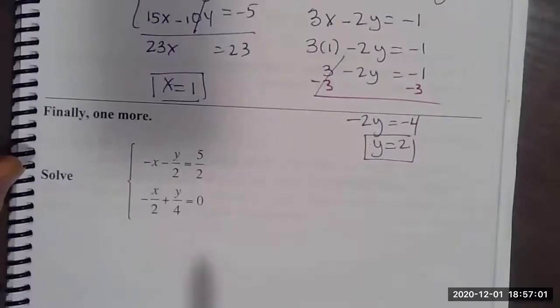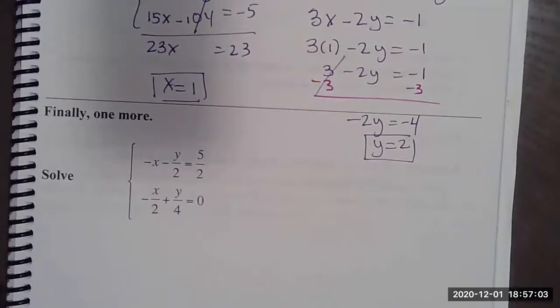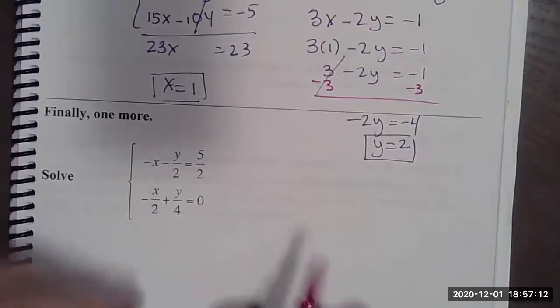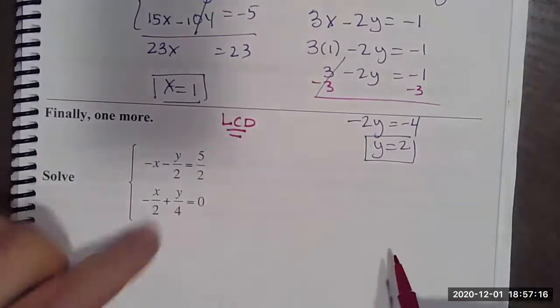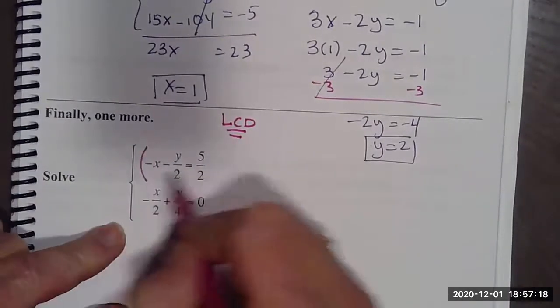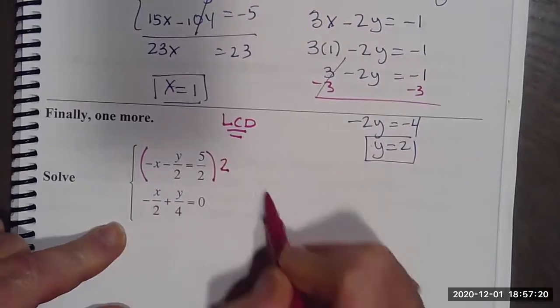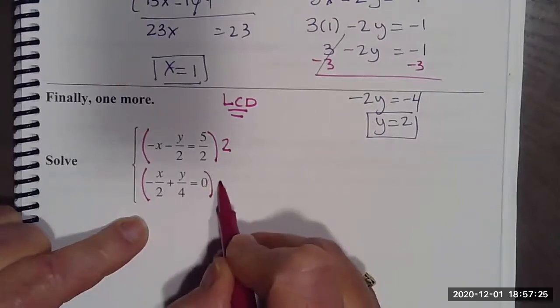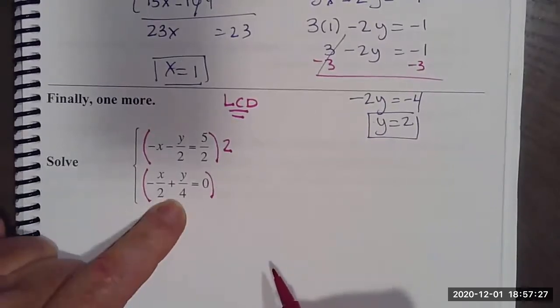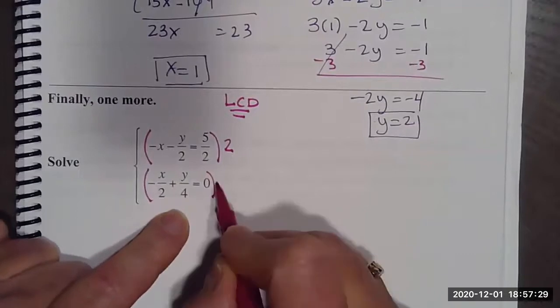Okay, last one looks scary, but it's not bad. You clear fractions. That's what you want to do. Brooke was wondering about the clearing fractions thing. So you want the LCD. The LCD on this one's 2. The LCD on this one's 4. Lowest common denominator. You could have used 8 here, but 4 is lower than 8. So I picked 4, lowest common denominator.